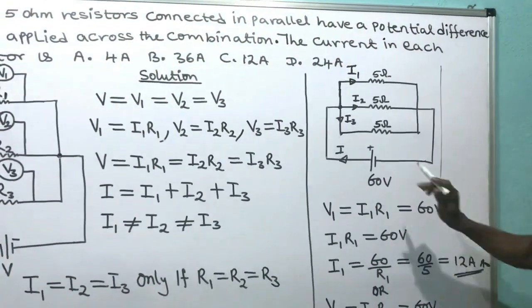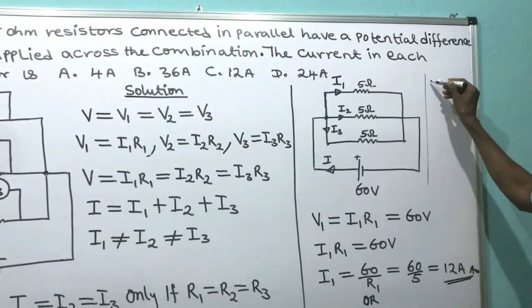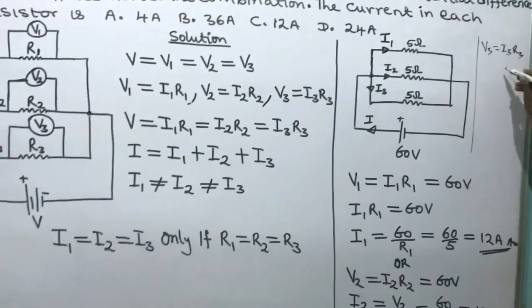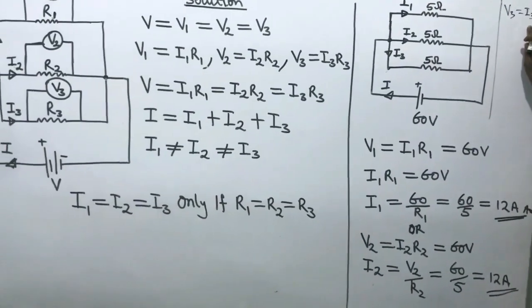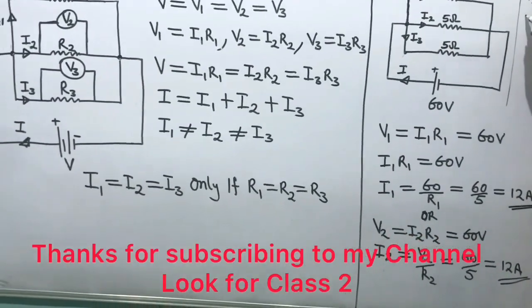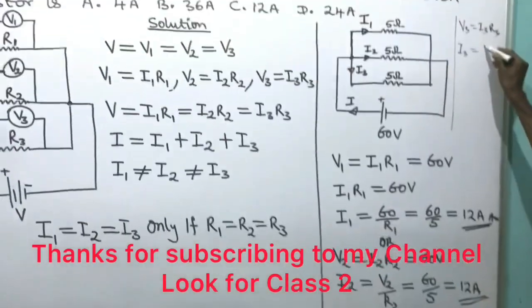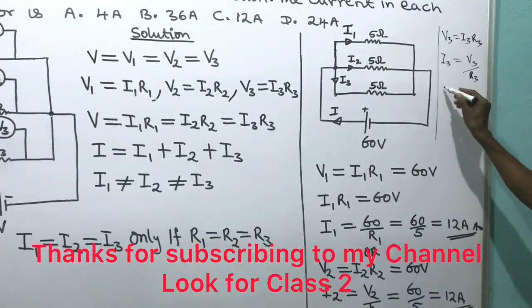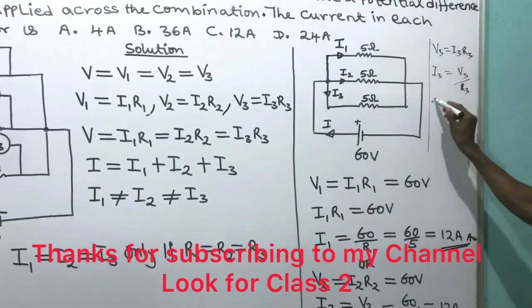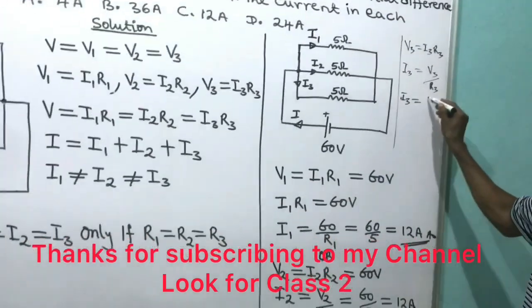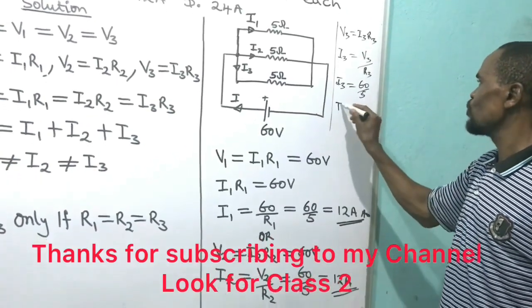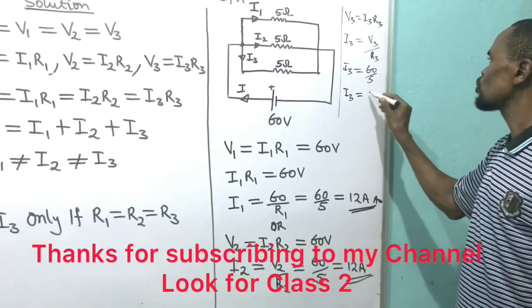Again, choosing this one, it will still give you the same thing. I'll say V3 is equal to current 3 times R3. Making current 3 the subject of the formula, dividing by R3, I will have current 3 is equal to V3 divided by R3. And V3 is the same thing, 60 volts, and R3 is 5 ohms, look at it. And that will give me 12 ampere.